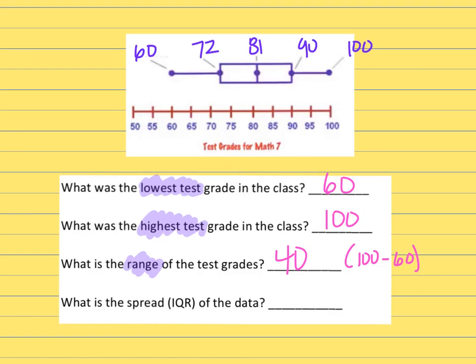And then the final question that I'm going to answer is spread, which also means IQR. IQR is when I do Q1 and Q3 and I subtract them, which would be the parts of the rectangle. So right here would be Q1, right here would be Q3. If I subtract those, the numbers I selected, 90 minus 72, I'm going to get 18.